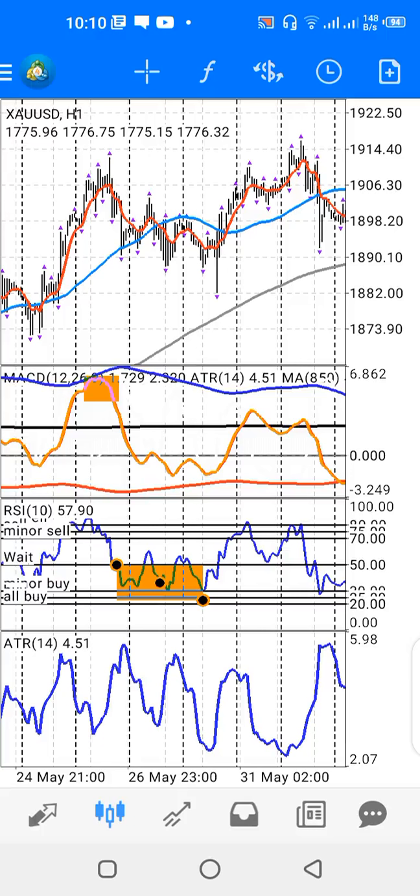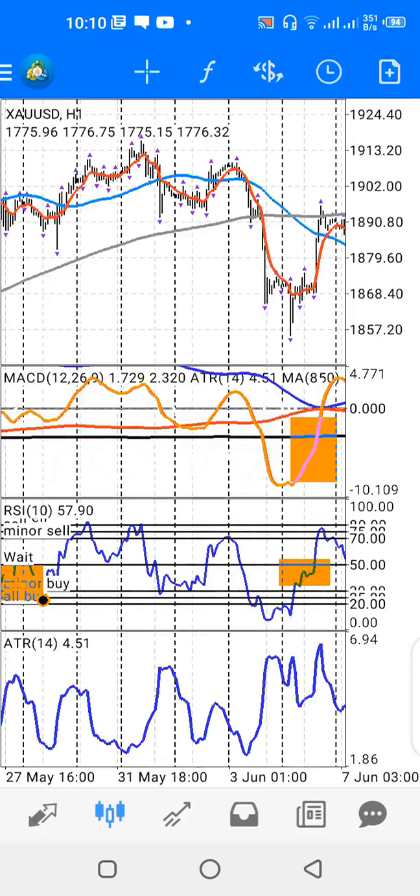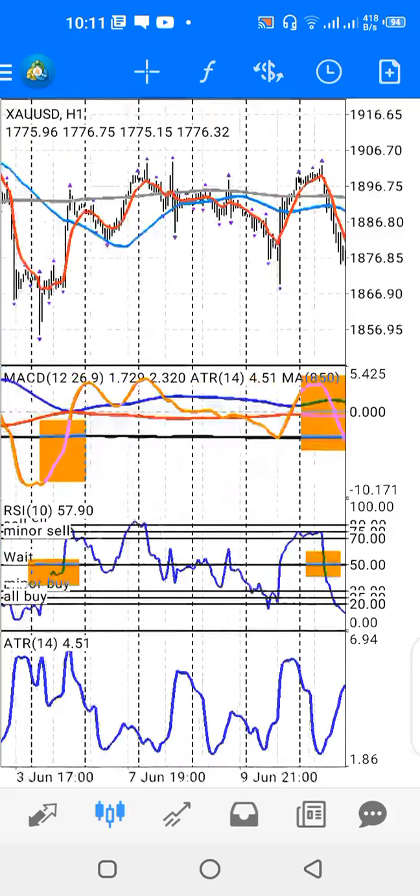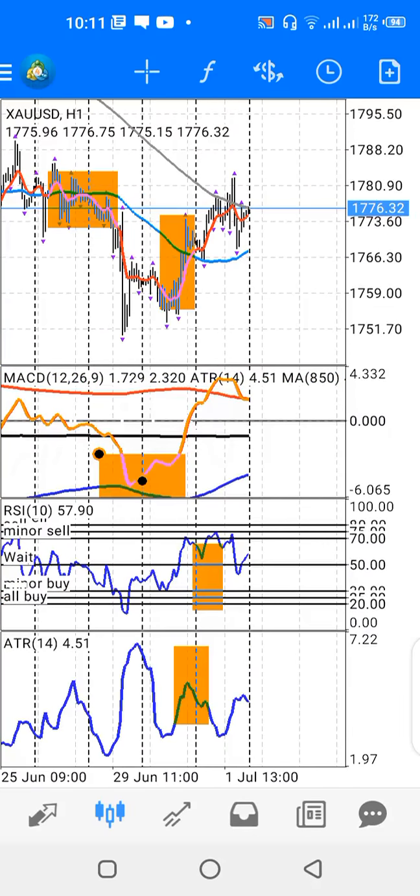Okay, now for indicator window 3, I basically use it for determining the stop loss level and the take profit level. There's a way I do some calculation. If you look at the current ATR, just behind this shade, you see 4.51. That's the current ATR for the last 1 hour candle.